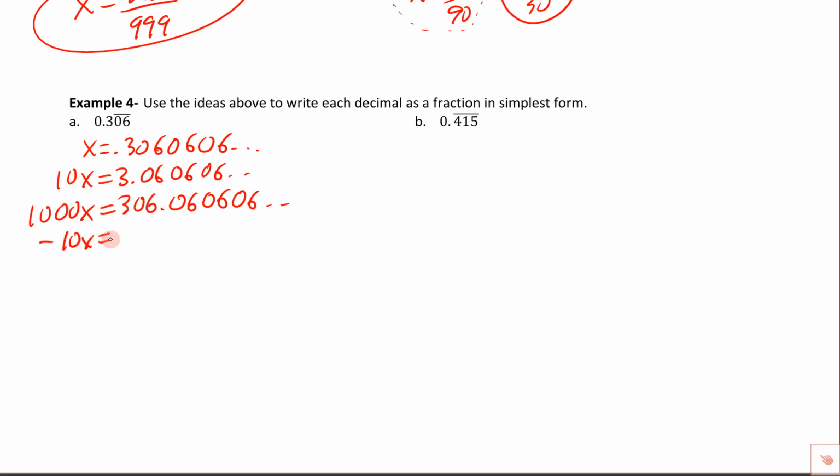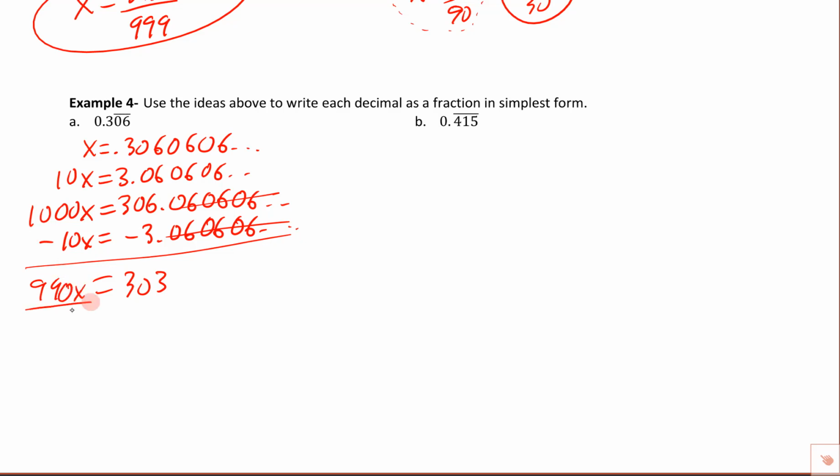And then again, it's these last two equations that we use. So I'm going to subtract 10x and I'm going to subtract 3.060606. And you'll know you've done it right when all of these repeating parts line up. So we end up with 303 on this side, and we end up with 990x on this side. Cancel those off. 303 and 990, gosh, 3 definitely goes in here. It goes in 101 times, and 3 would go in there.